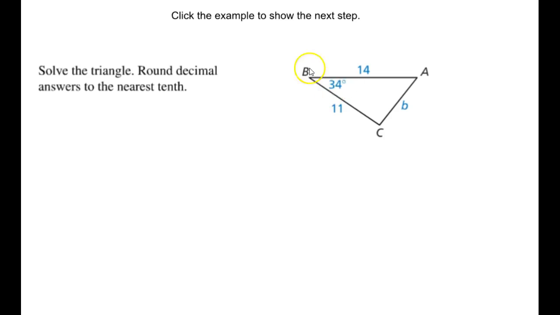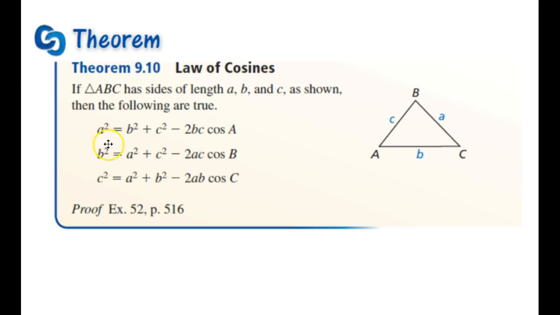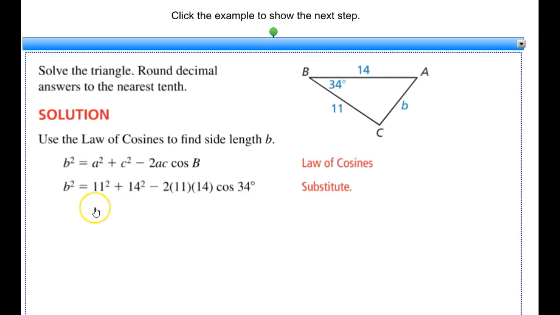So I notice I have angle B, and B over here, it's the side length I'm missing. So I know that I'm going to be using that second law of cosines that we looked at because I'm dealing with finding side length B. Okay, so I go ahead and I write out my law of cosines, and then I substitute what I know. I know each of these side lengths, and I know the cosine of 34 degrees.